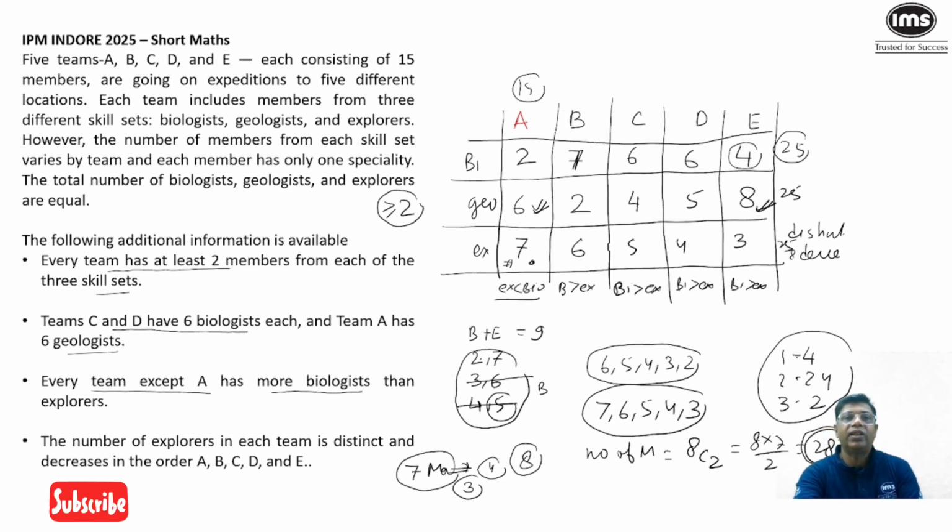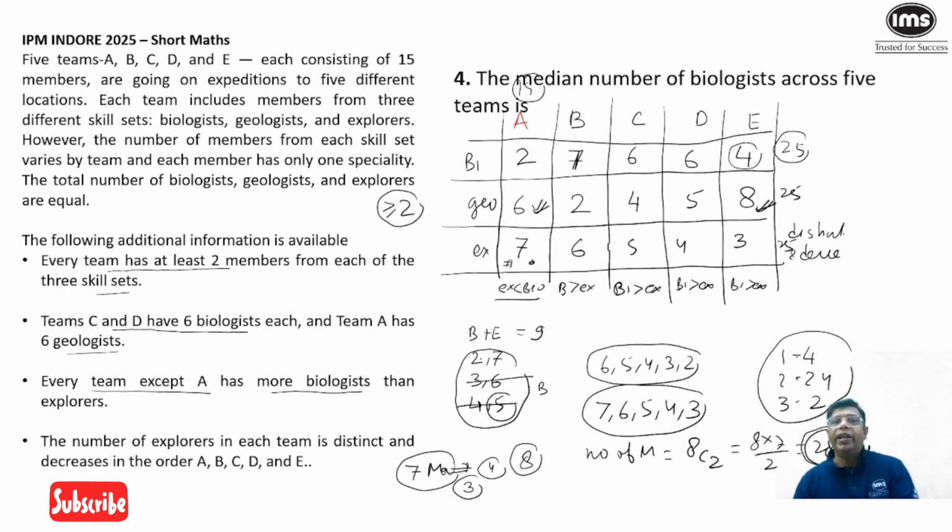Let's move to the next set now. Okay, one more question is there. The median number of biologists across 5 teams. So median is, if you arrange them in ascending or descending order, the middle term. So the middle term is going to be 6 because 2, 4, 6, 6, 7. If you arrange them 2, 4, 6, 6, 7, the middle term will be the third term. So for question number 4, the answer is B, 6.